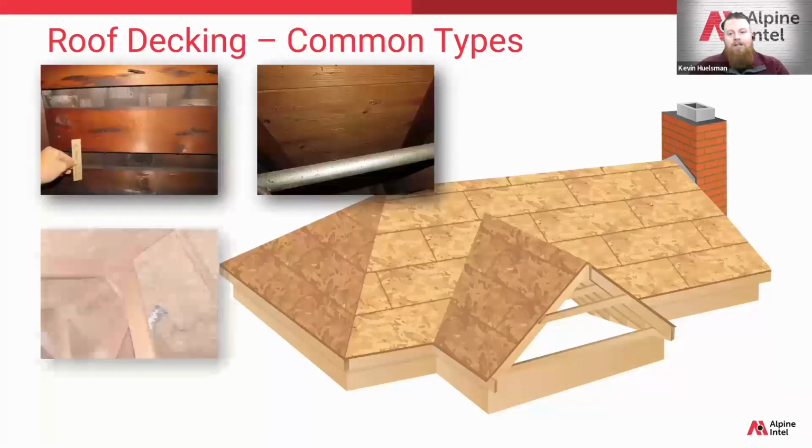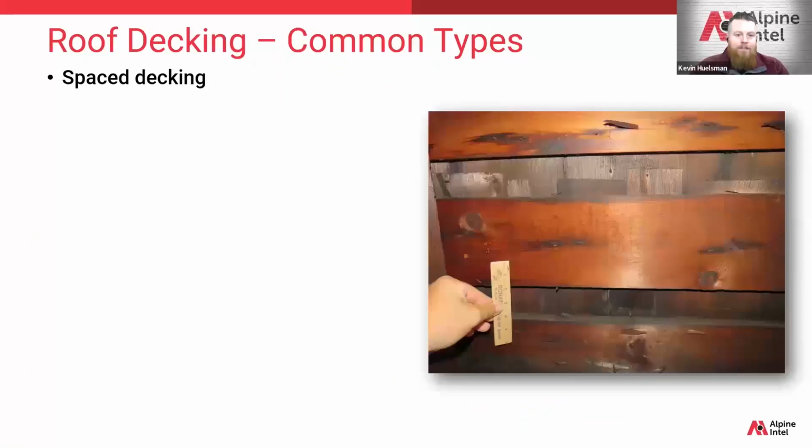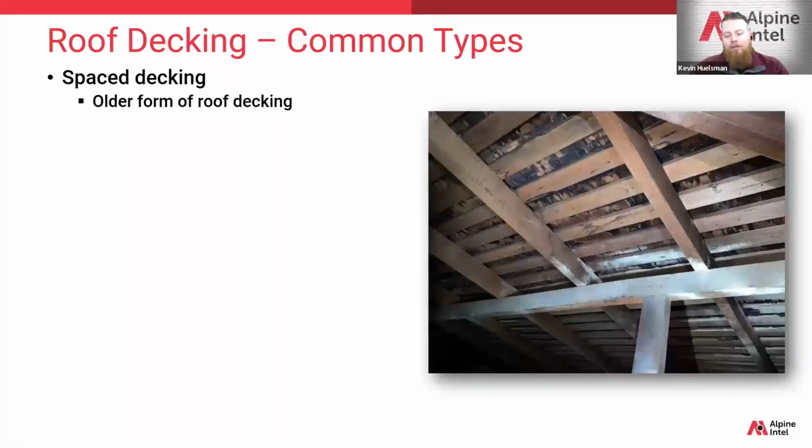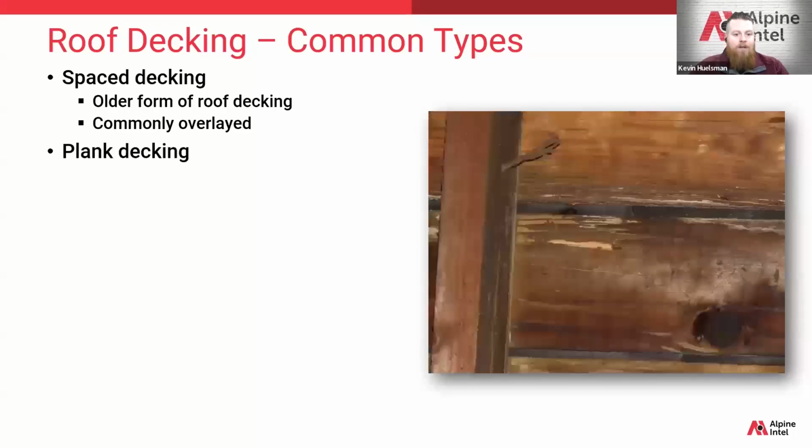Now, in this section, we're going to discuss the most common forms of roof decking. We'll start here with space decking. Now, this is one of the older forms of decking. These boards were installed, spaced appropriately to receive the fasteners of something like wood shingles or shakes, like you see here, possibly clay tile, or maybe even slate. Nowadays, this space decking is commonly overlaid with a modern sheathing once the old roof covering has been removed.